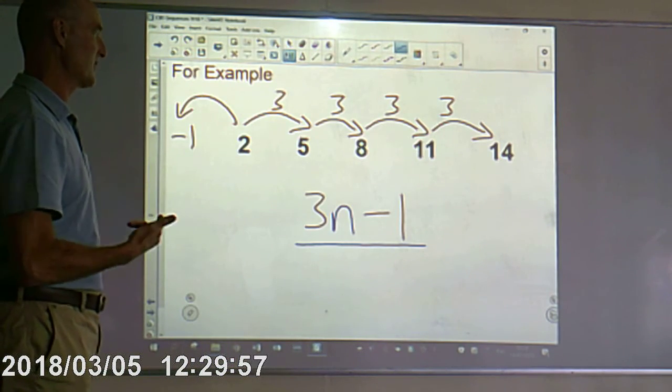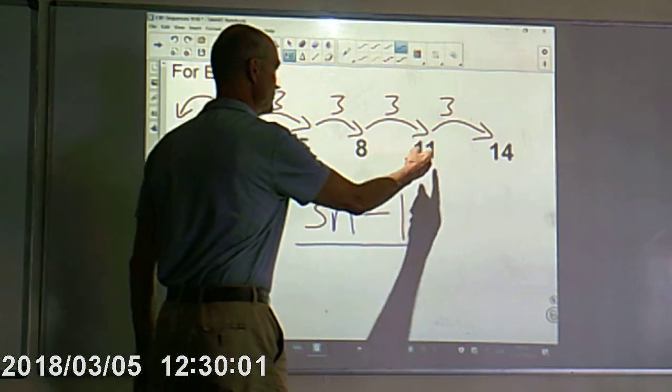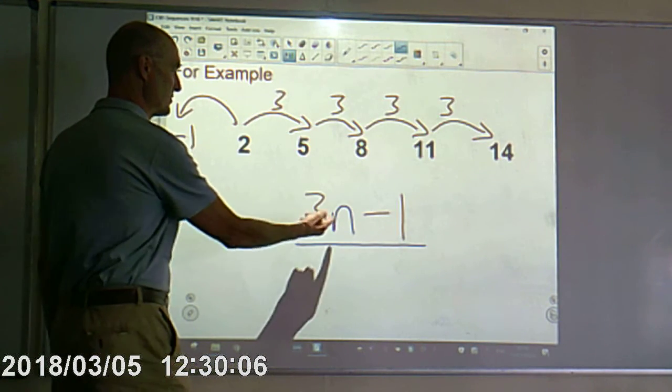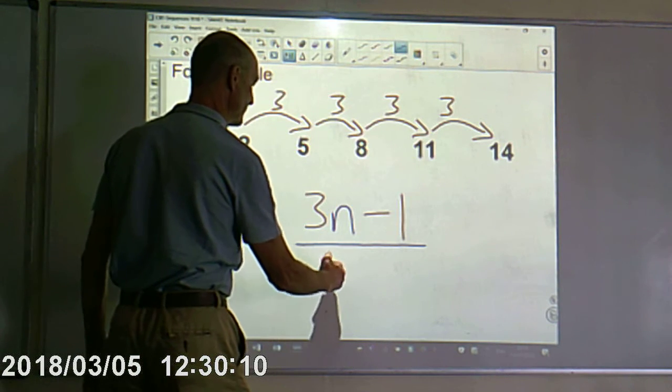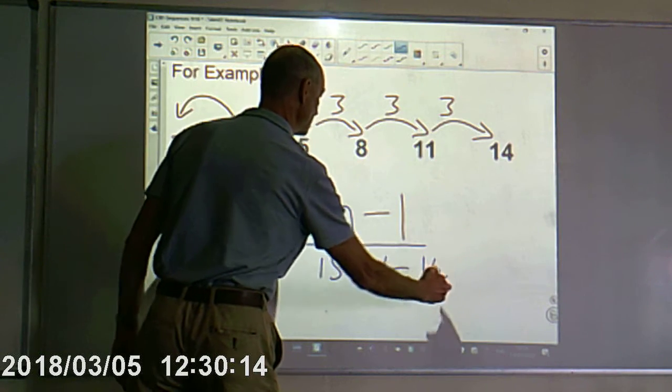Now let's just check that. First term, second term, third term, fourth term, fifth term, 14. Let's see if it works. Fifth term, so my n has got a value of 5. 3 times 5 is 15. Take away 1 gives me 14.